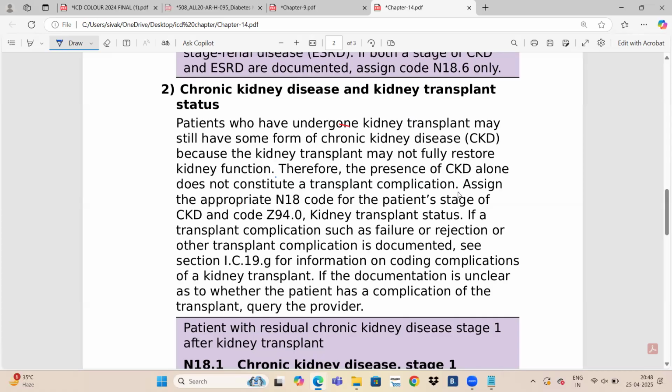Assign the appropriate N18 series code and the transplant status code. Don't code kidney transplant complication by default. It will take time to fully restore the function. Okay, clear? Yes, sir. Thank you. Any doubt on CKD?